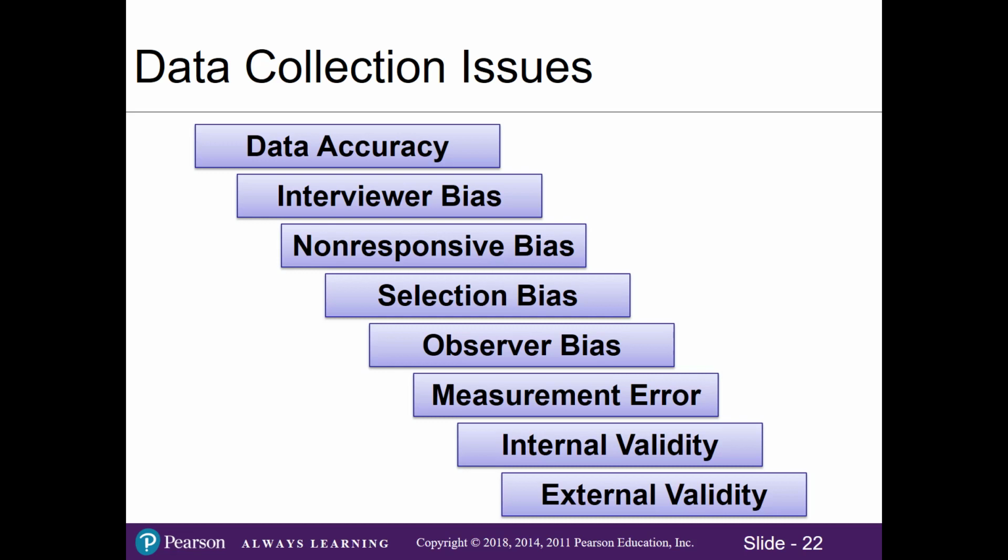Selection bias is where we may be selecting a certain type of participant, and that only gives us a narrow view of information. Observer bias, as I mentioned with observations, might be something that you are particularly focused on because it's related to you. Measurement error is where we may be collecting data using measurement tools, and there may be an issue with the tool itself.